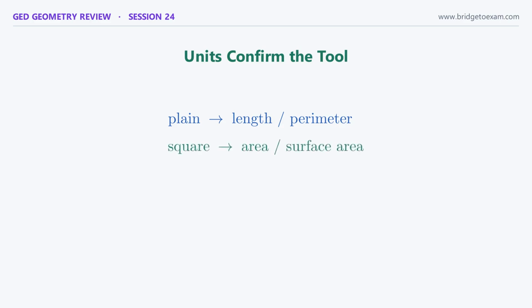Units are your final safety check. Plane units mean a length or perimeter. Square units mean area or surface area. Cubic units mean volume. And degrees mean an angle. If the unit is wrong, the tool was wrong.